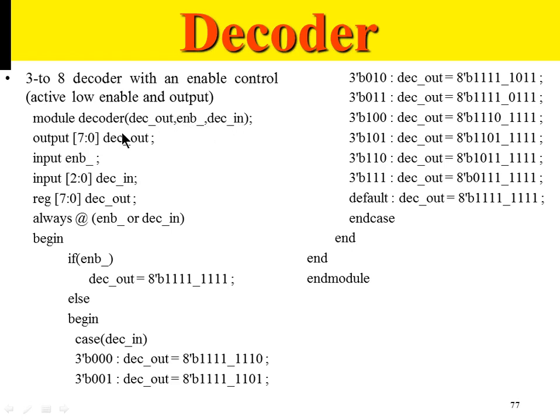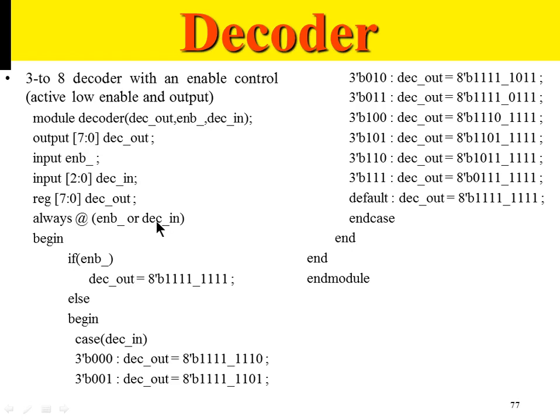This is my port list. Of which DC_out is the output port, 8 bits. [7:0] means it's an 8-bit output. Input enable_bar is a single bit. Enable bar means active low input. Input DC_in is [2:0], which means it's a 3-bit input. There is a reg called DC_out which is 8 bits because I'm going to assign it inside the always block. So I have declared a register with the same name and the same width as the output.